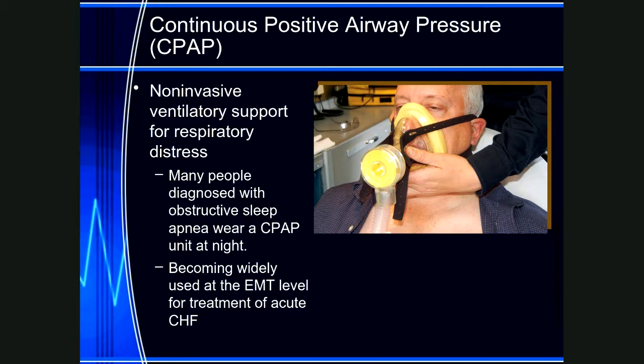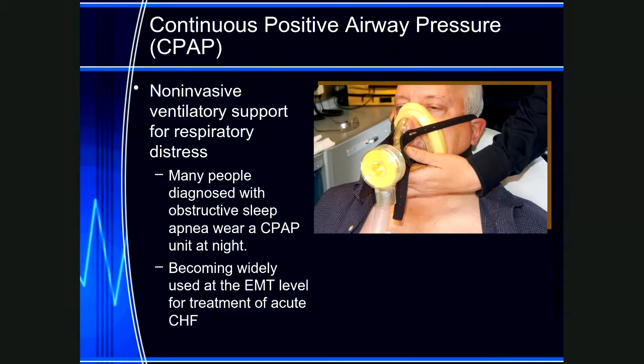The mechanism of the CPAP is that it increases pressure in the lungs, it opens collapsed alveoli, it pushes more oxygen across the alveolar membrane, it forces interstitial fluid back into the pulmonary circulation. So it's forcing everything back to where it's supposed to be.